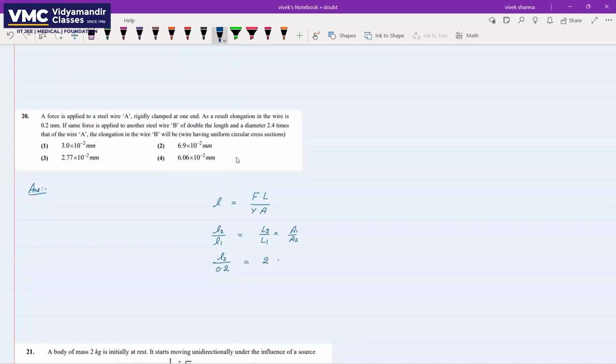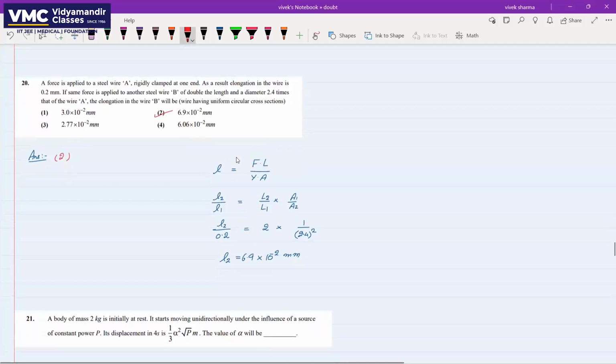रॉड की लेंथ it is twice and diameter is 2.4 times. That means area of cross section second rod का 2.4 square times हो जाएगा. Because this ratio will become this 2.4 square. And from here I can calculate L2 that is equal to 6.9 into 10 raised to the power minus 2 millimeter, and option 2 is matching. So correct answer will be 2.